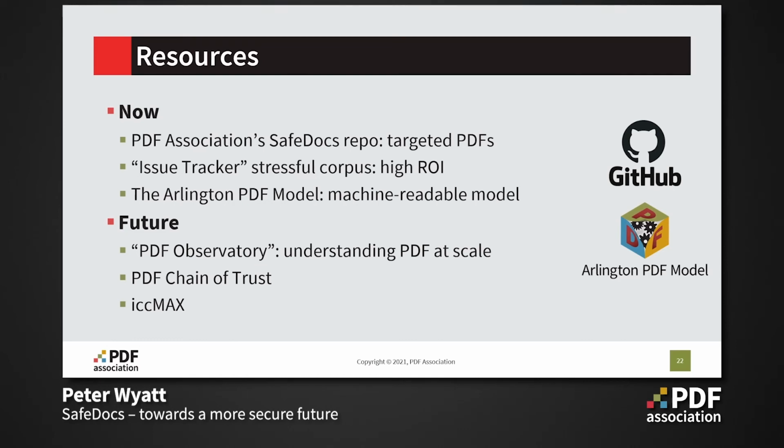Outcomes you can use today include the various PDF test files in the PDF Association's SafeDocs GitHub repo, the issue tracker, the stressful corpus comprising thousands of stressful PDF files, and the open source, vendor neutral, specification derived, machine readable Arlington PDF model definition of all PDF DOM objects.